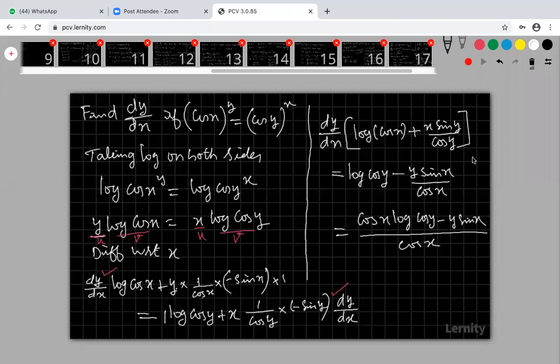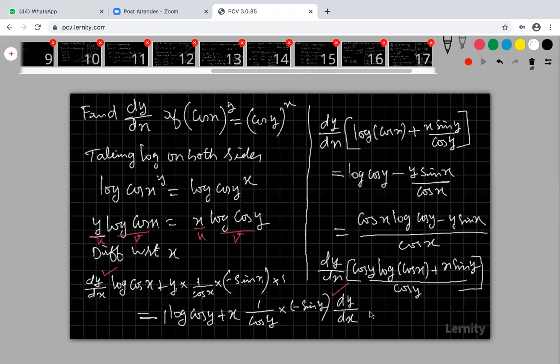Okay, so now what is the answer we are getting? So the left hand side is my dy by dx. Take the LCM. My LCM is cos y, log cos x plus x sin y, whole divided by cos y, that is cos y log cos x plus x sin y by cos y.